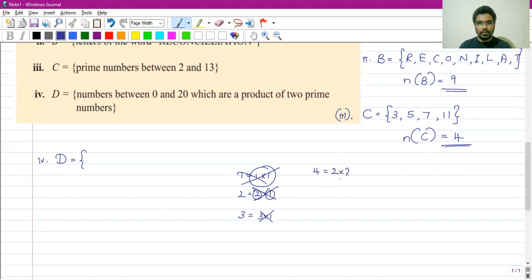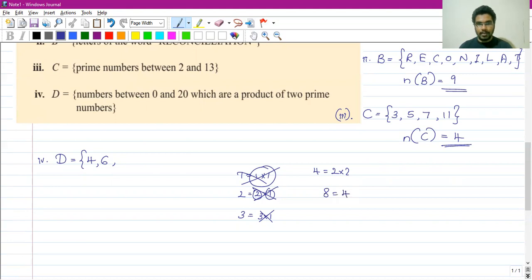2 multiplied by 2. So both are prime numbers. So it is 4. 5. No. 6 again. Yes. 6. 7. No. 8 is numbers between 0 and 20 which are a product of two prime numbers. So shall we see 8?